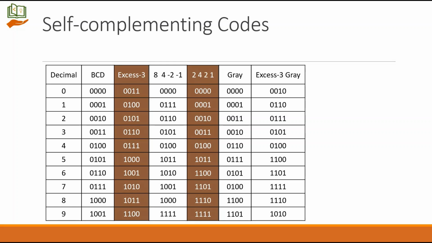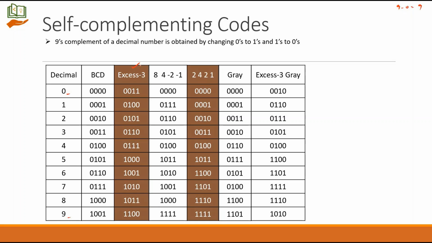There are also codes called self-complementing codes. What are self-complementing codes? The 9th complement of a decimal number is obtained by subtracting it from 9; the 9th complement is for the decimal system. Changing zeros to ones or ones to zeros is the 1's complement. Why am I bringing both the things? What is the 9th complement of 0? 9 minus 0 will give you 9.